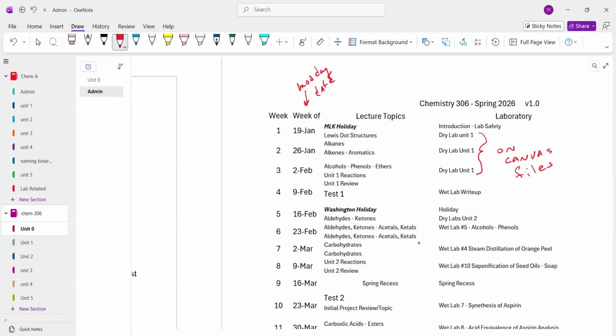Okay, for your first wet lab, that's going to be the week of February 9th. It's also your first test. And that's when you're going to require the pre-lab because it's a wet lab. So on this date, we're doing both a dry lab and a wet lab. So the wet lab, you're going to need a pre-lab. The dry lab, you don't need one.